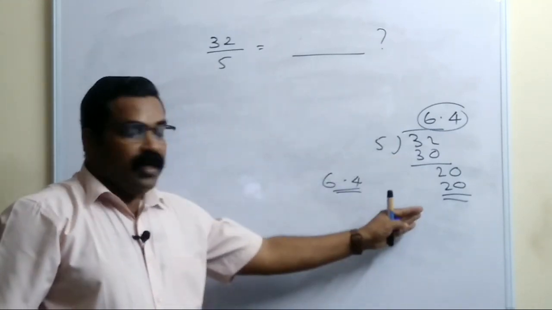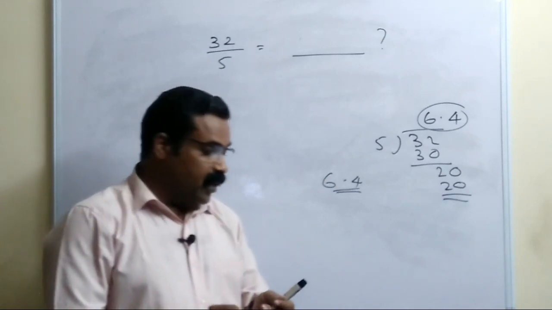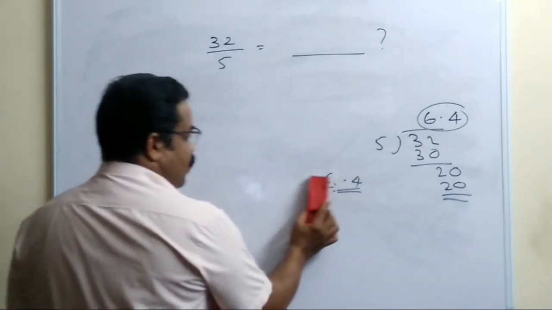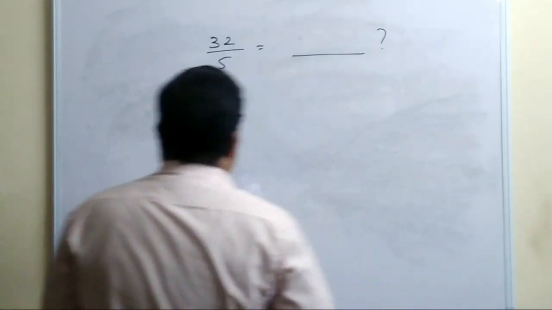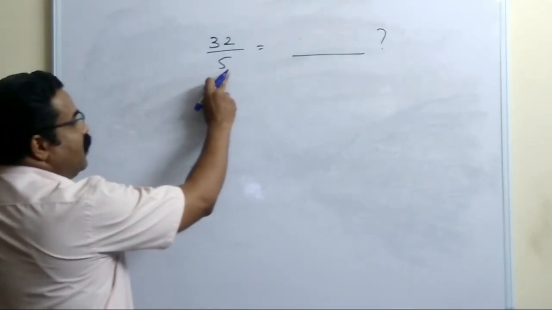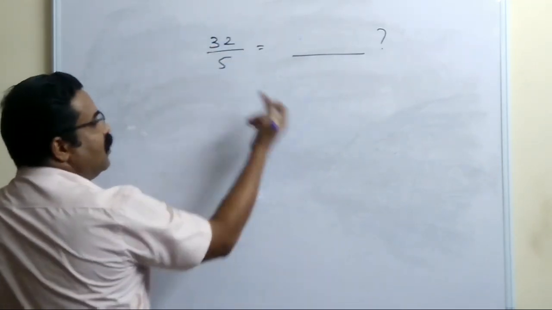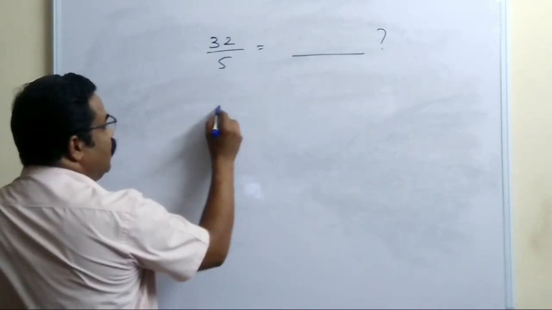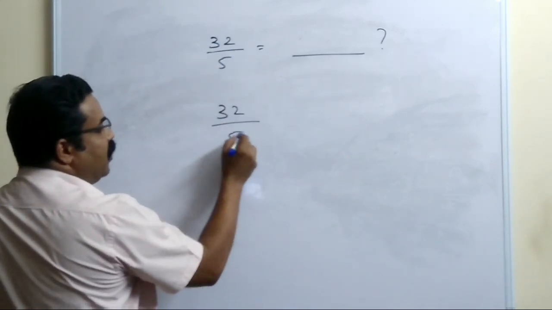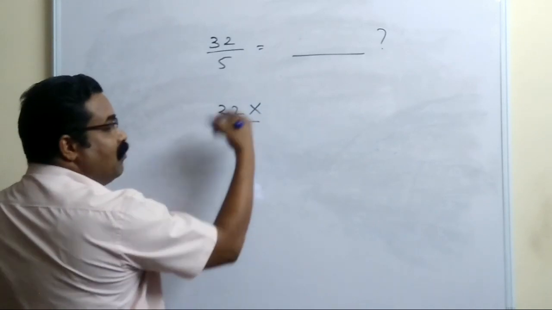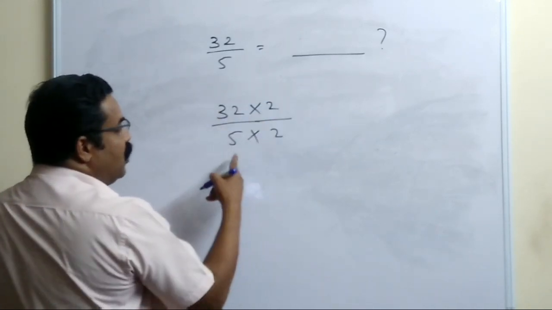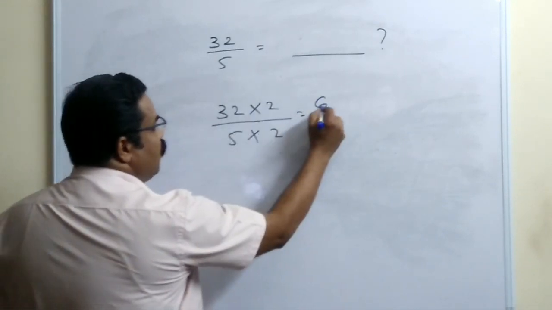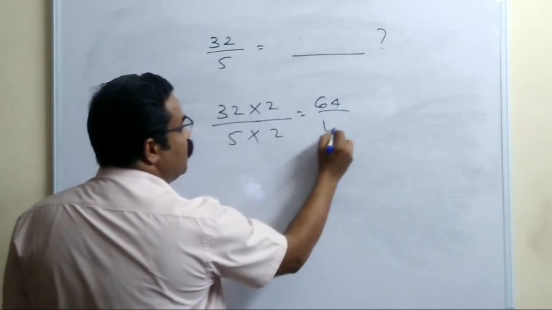So by doing this, you are wasting almost a minute. So we need not do this. You can do it very quickly. How can we do it fast? Whenever you have 5 in the denominator, you double this number and divide by 10. 32 divided by 5, you double this number. Doubling this number means multiplying by 2, and multiply that here also. So what will you get? Here you will get 64 and here you will get 5 into 2, 10.